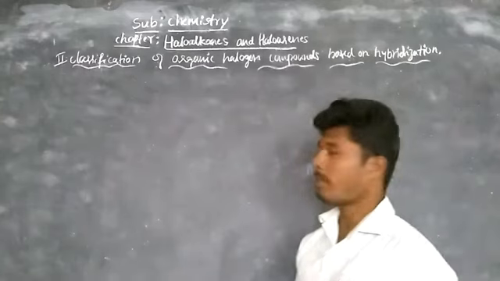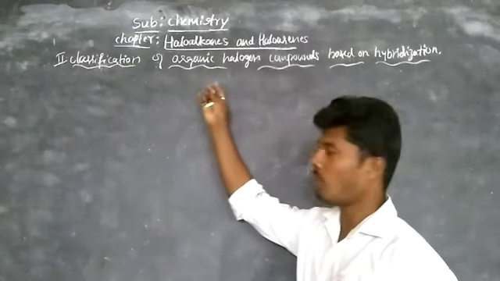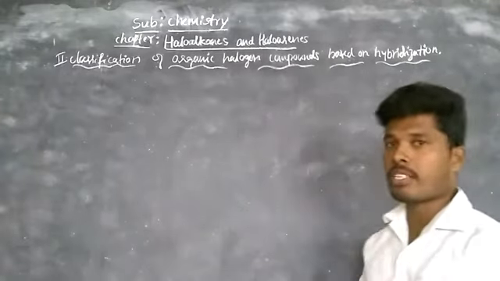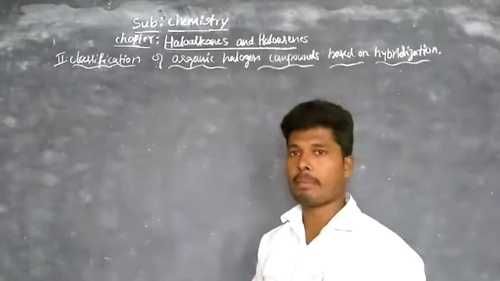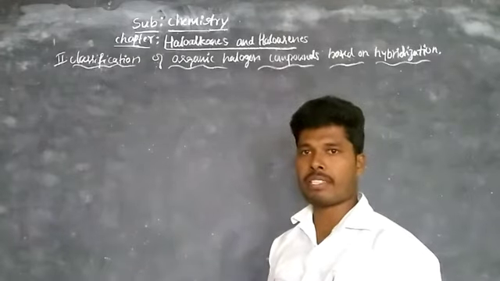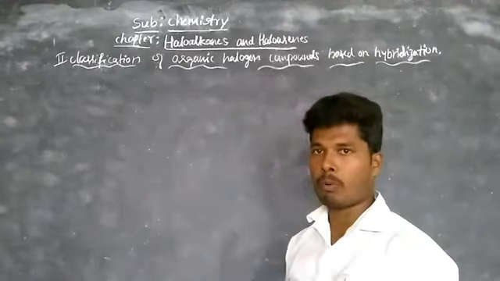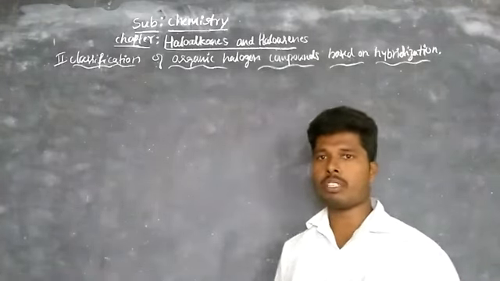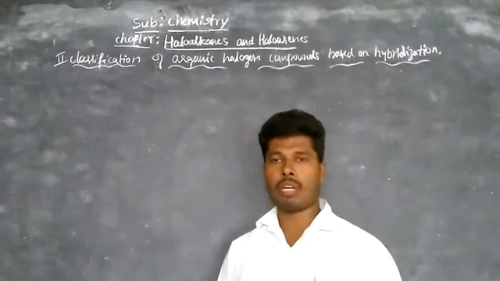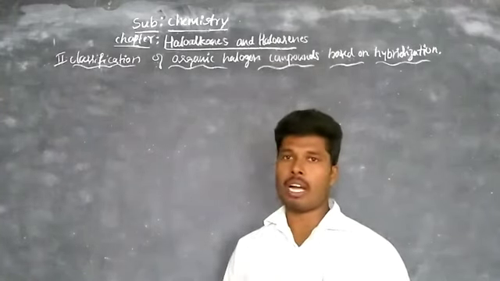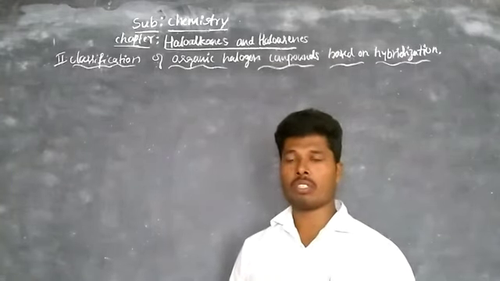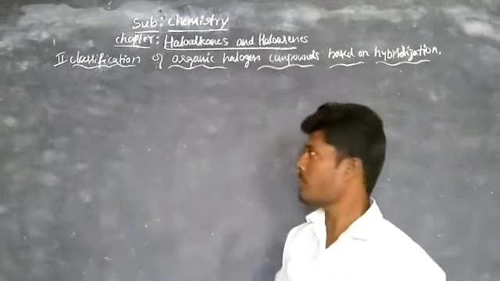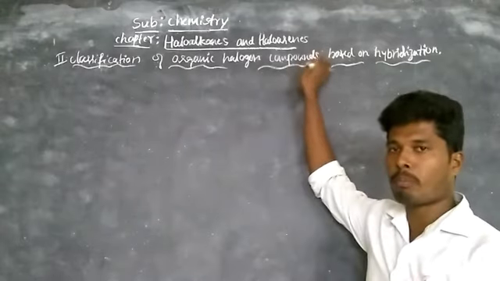The next concept is classification of organic halogen compounds on the basis of hybridization. Already we have studied one classification, that is based on the number of halogen atoms present in the organic halogen compounds. That means either one halogen, two halogens, or three halogens. If only one halogen, that is called monohalogen compounds. If two halogens, dihalide compounds, and three halogens, trihalogen compounds, like that.